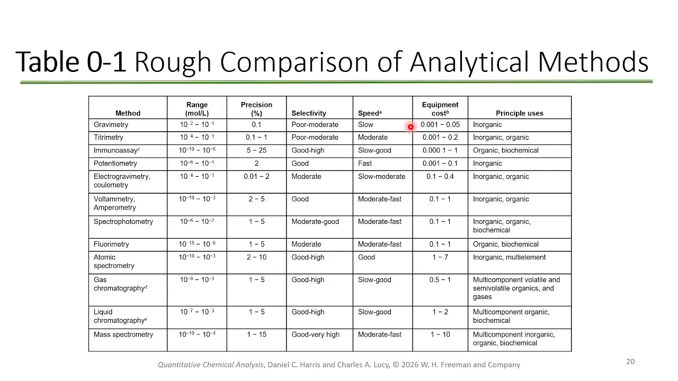It's just slow. Equipment cost is amazing. Absolutely amazing. It's why every teaching lab has a balance, right? And good balances. Yeah. Very, very cheap. Principal use, inorganic and really organic to some degree. But inorganic really, really benefits. Titrimetry, this is precision, and you can see these, and I think you guys understand this well enough. You probably don't understand some of these methods, what they are, but you can Google them, and that'll bring it right out. Okay.